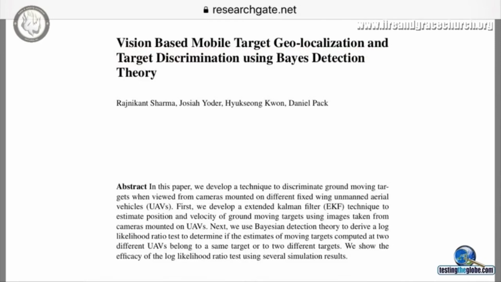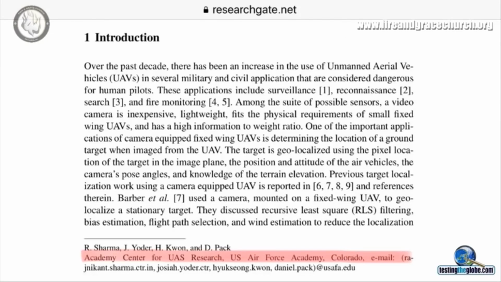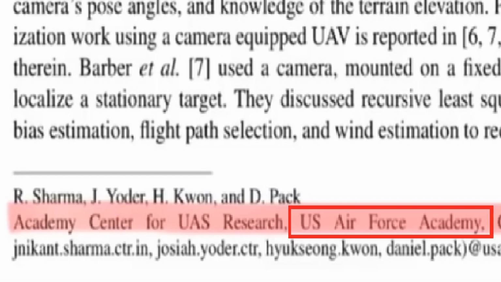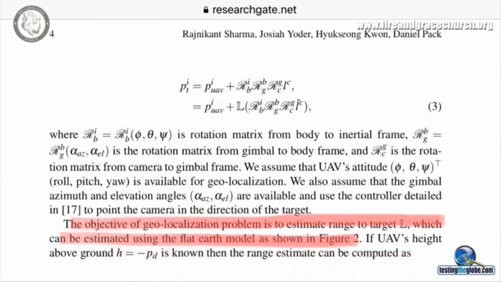Here's another one, vision-based mobile target geolocalization and target discrimination using Bayes detection theory. And this is for targeting for unmanned vehicles, aerial vehicles, targeting. Here we go, check it out here. The objective of geolocalization problem is to estimate range to target, which can be estimated using the flat Earth model shown in figure 2. So we're talking about here unmanned aerial vehicles targeting objects. Stuff that's moving in the air and on the ground.